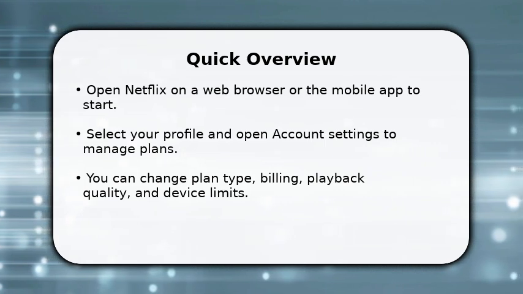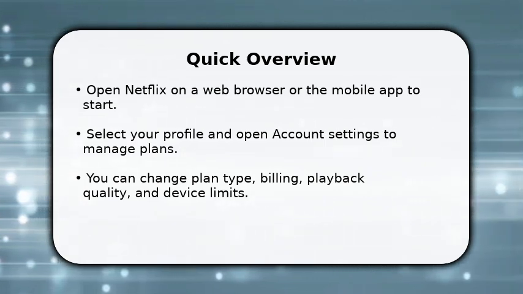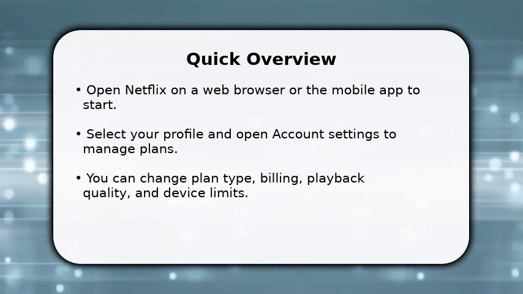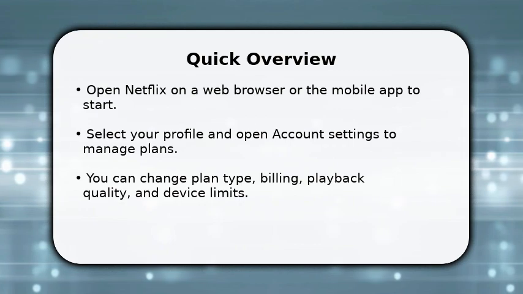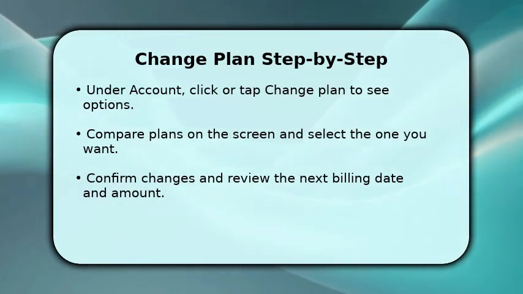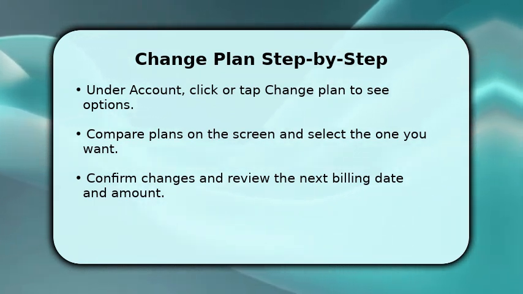Review the current plan name, monthly price, and device limits before making changes. Keep a payment method ready to confirm any plan upgrades or downgrades immediately. Under Account, click or tap Change Plan to see plan options and features. The page shows each plan name, price, picture quality, and device limit for direct comparison.